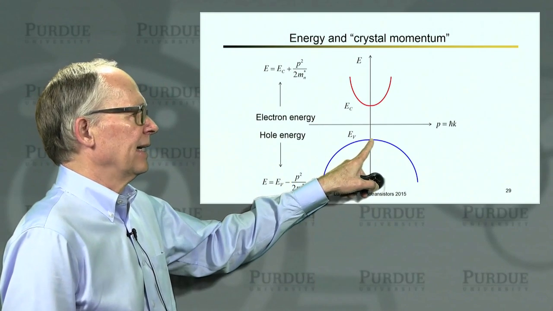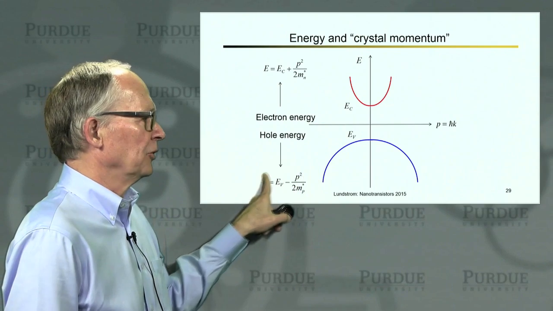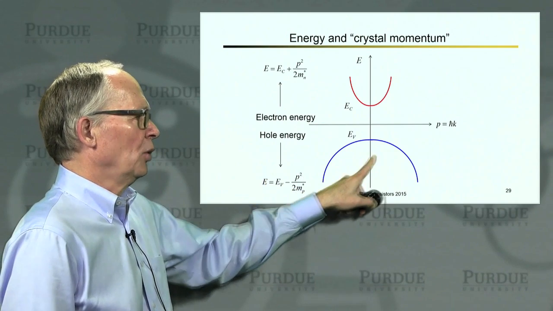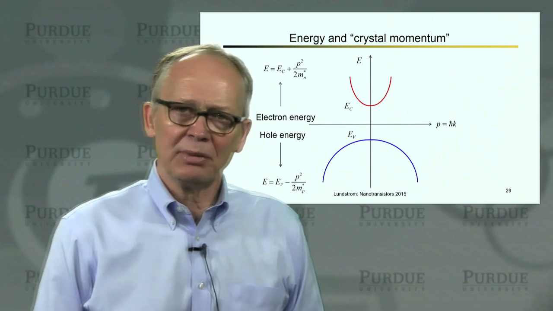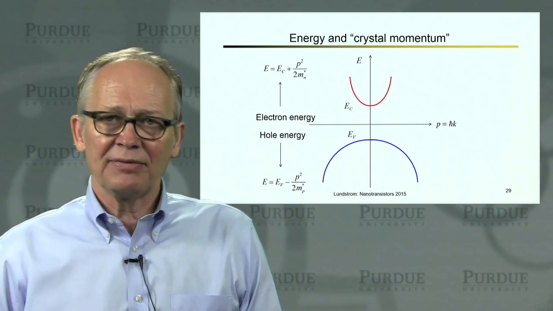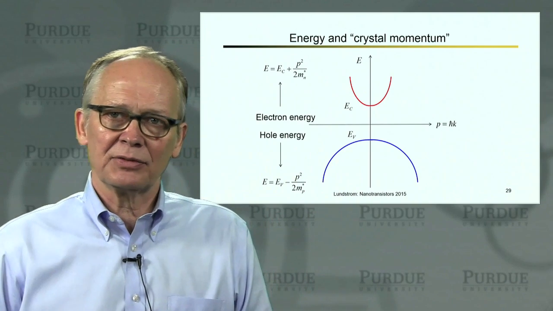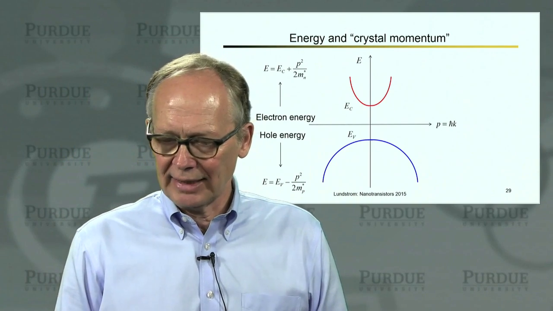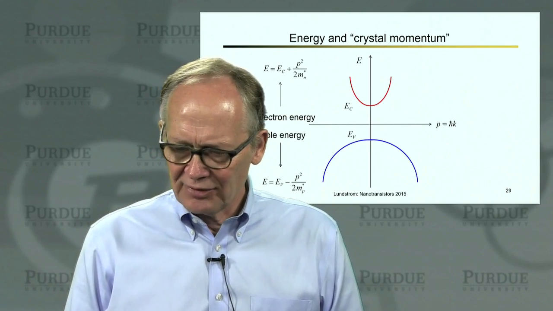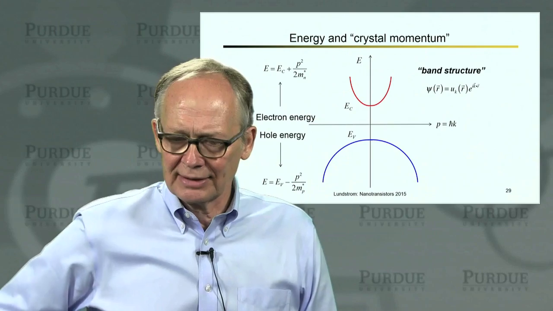The highest energy that the hole can have in the valence band is EV, the top of the valence band. And then it can have a lower energy, and its energy momentum relation, again, will be parabolic, but it will be given by an effective mass for holes. It may be different from the effective mass for electrons, and will be different from the effective mass of an electron in vacuum. So that's the energy versus momentum relation for electrons in crystals.